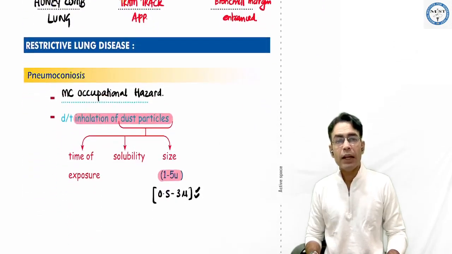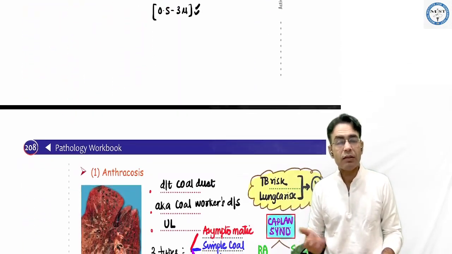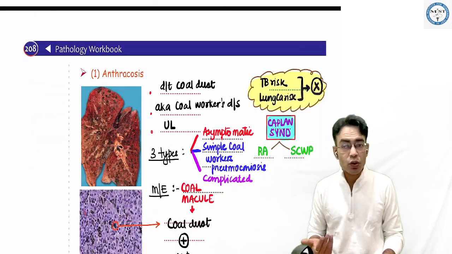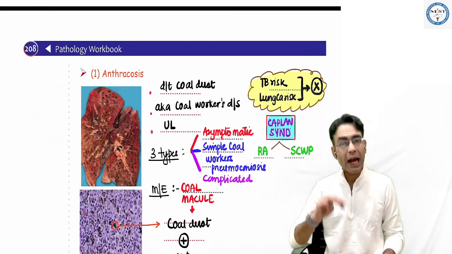Okay. Then in pneumoconiosis, we all know it's the most common occupational hazard. Coal dust, anthracosis, upper lobe involvement. Three phases: asymptomatic, simple, and complicated.